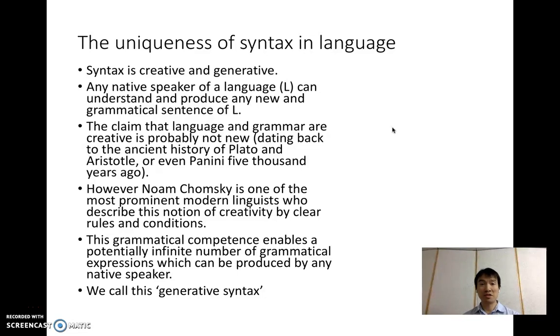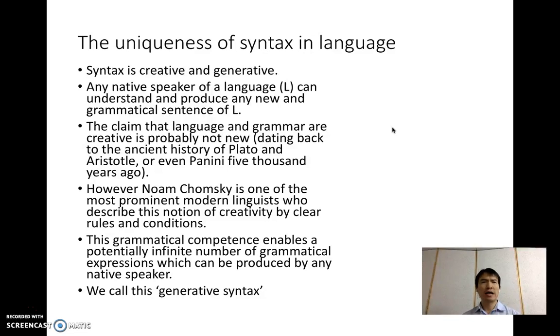I could do the same thing in English and Chinese because those are the languages that I can speak. Certainly, if I don't know a language, for instance, I don't speak Japanese, I am unable to do this, right? So this is creative, this is generative, this is universal. You know the word universal: as long as you are human, you can do this, right? And the claim that language or grammar or even syntax is creative is not new.